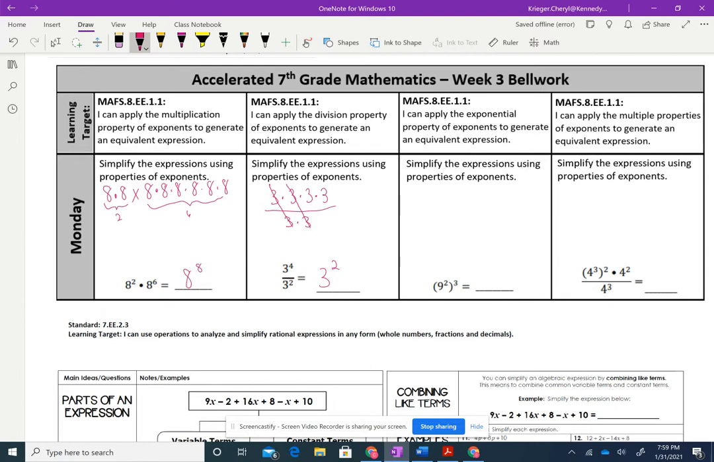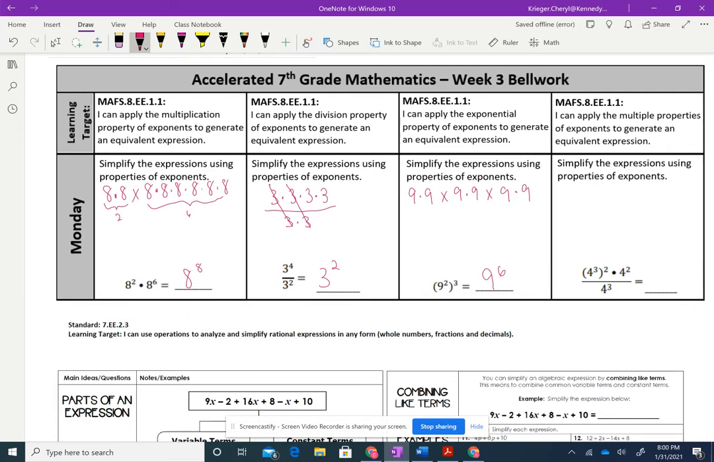The third column says I can apply the exponential property of exponents to generate an equivalent expression. And I kind of showed you this in the textbook. If we have 9 squared 3 times, that's 9 squared raised to the third power. That means we have 9 times 9 3 times. So how many 9s do we have? We have 6. So I'll write it as 9 to the sixth power.